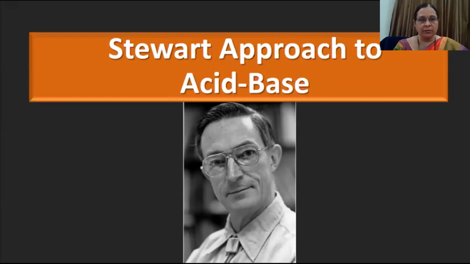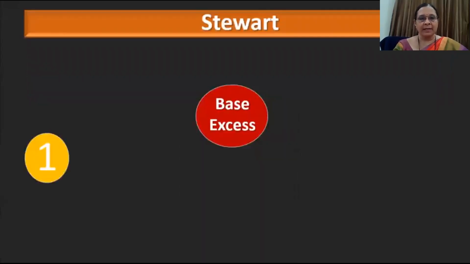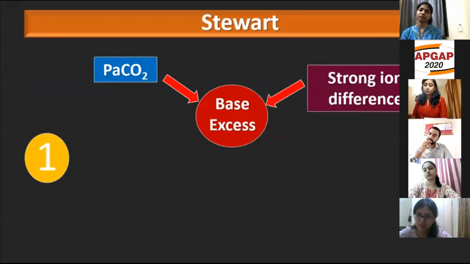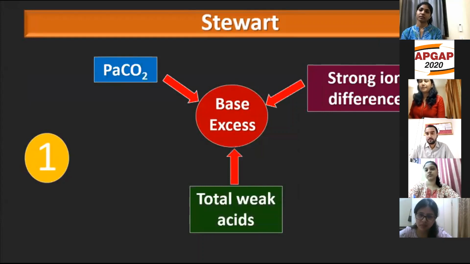So what did he do? He said in his concept the base excess is a central parameter that you need to use to analyze acid-base disorders. So base excess is affected by arterial carbon dioxide as usual, but it's also affected by what is called the strong ion difference and also by total weak acids. Okay, so base excess is a central parameter. It is affected by strong ion difference and total weak acids.